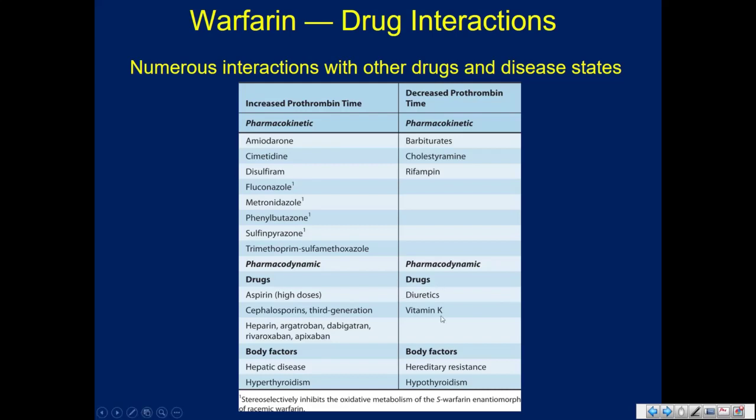There are also pharmacodynamic interactions. So vitamin K, remember warfarin blocks vitamin K dependent synthesis of clotting factors. Warfarin's a food-drug interaction. Vitamin K is enriched in green leafy vegetables, for example, like kale or spinach.